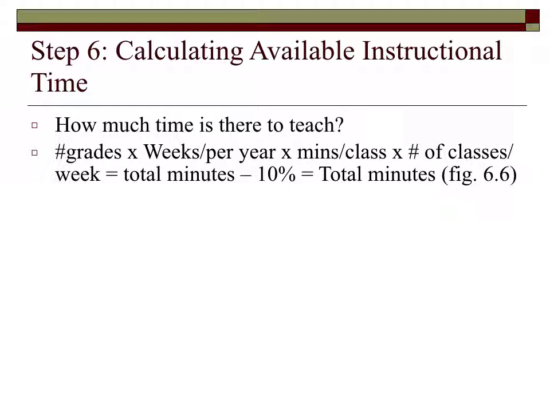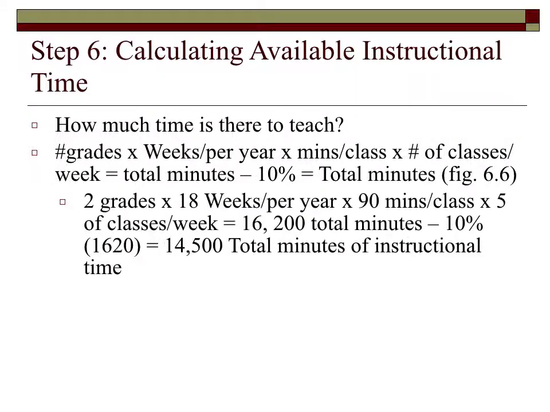You times that by the number of weeks per year that you have, times the minimum minutes per class, and you times that by the number of classes per week, gives you the total minutes. And then we subtract 10% from that because of dressing out and various other managerial activities. And that gives us our total minutes.